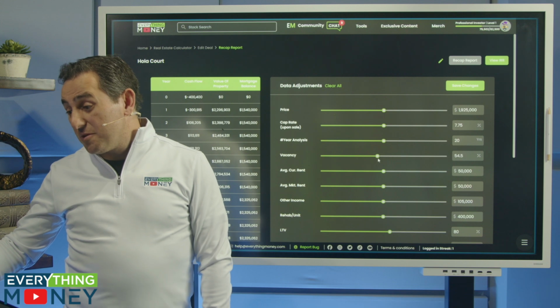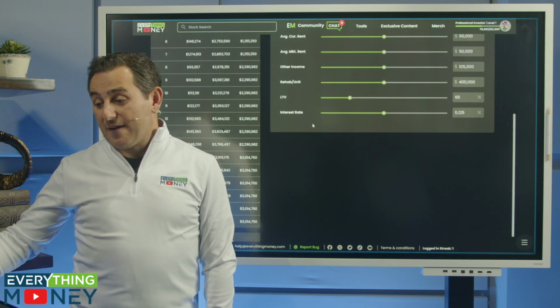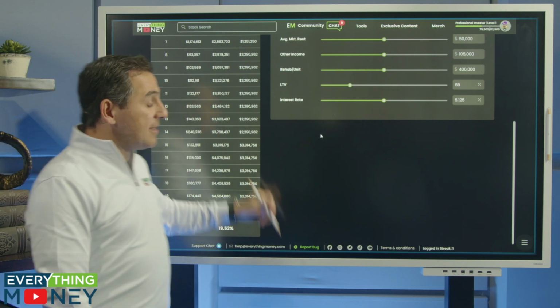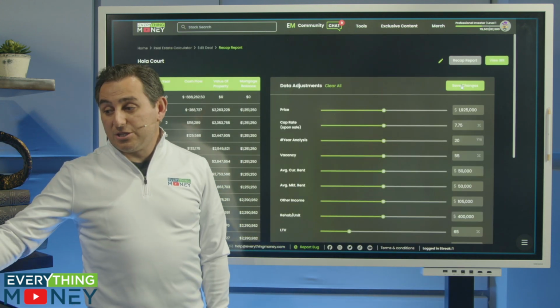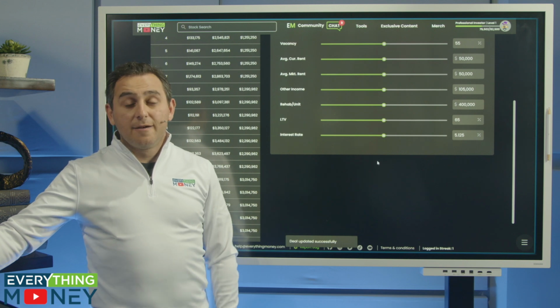Let's say I wanted to put more down payment. LTV, I put it down to 65%. My return drops to 19.5, but my cash flows all go up. This is how simple it is. And let's say I like one of these, I can save my changes, boom. Now it's going to be saved on the sliders I did automatically.